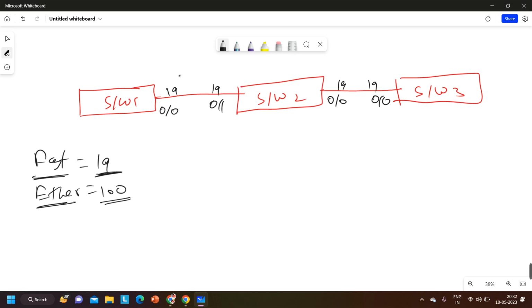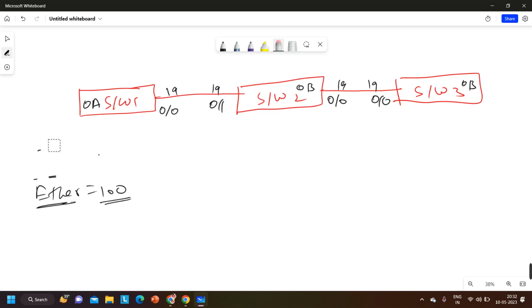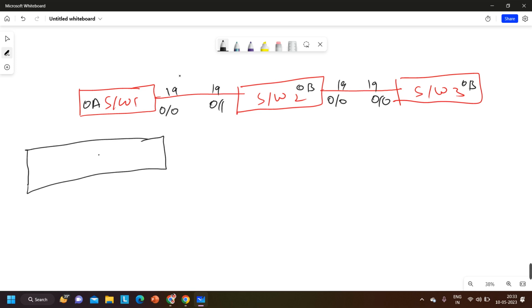Suppose the MAC address of this switch is 0A, the MAC address of this switch is 0B, and the MAC address of this switch is 0C. What will happen once you enable STP? Actually, STP is running by default. Suppose I am connecting these three switches for the first time. So switch 1 will generate one configuration BPDU.